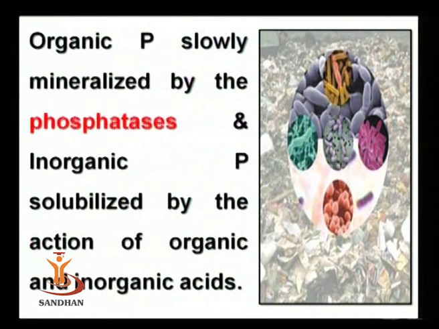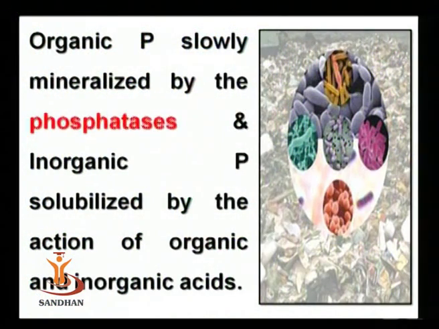Organic phosphorus is slowly mineralized by the phosphatases. So which enzyme is responsible for phosphorus solubilization? The name is phosphatases. And inorganic phosphorus is solubilized by the action of organic and inorganic acids. This is the point of discussion, that organic and inorganic acids can solubilize the unavailable, insoluble form of phosphorus so that it can then be utilized by the plants. So many bacteria like Bacillus and Pseudomonas can be applied as PSB, phosphorus solubilizing bacteria, which are responsible for phosphate solubilization.